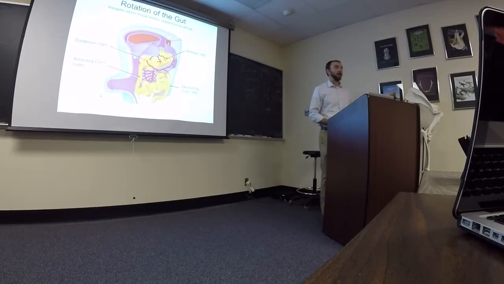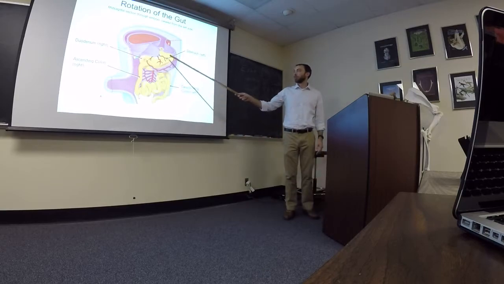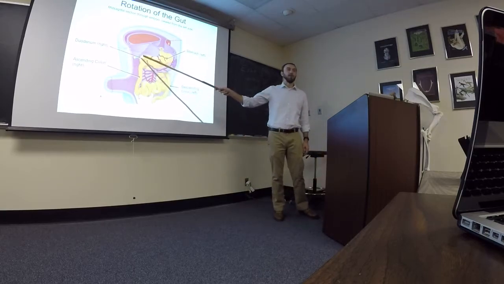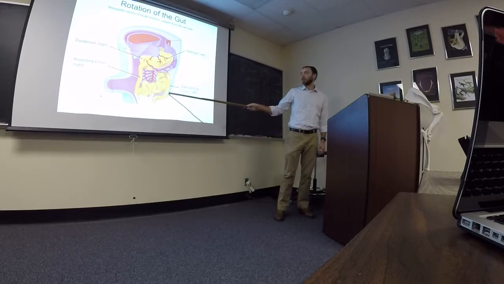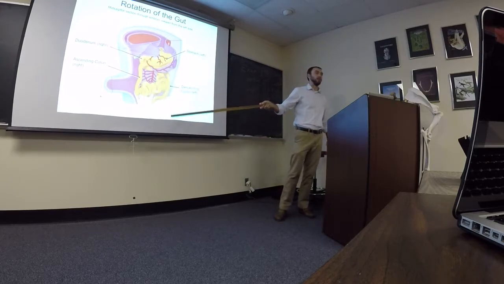All right, so here's what it looks like after all of that. We end up with our stomach on the left and our duodenum on the right. And we end up with our descending colon on the left and ascending colon on the right.